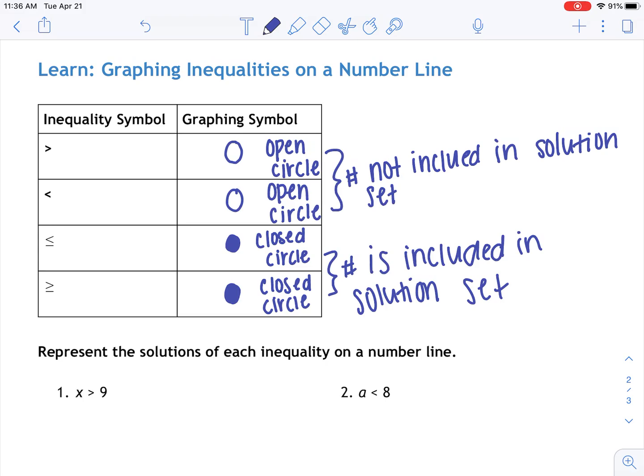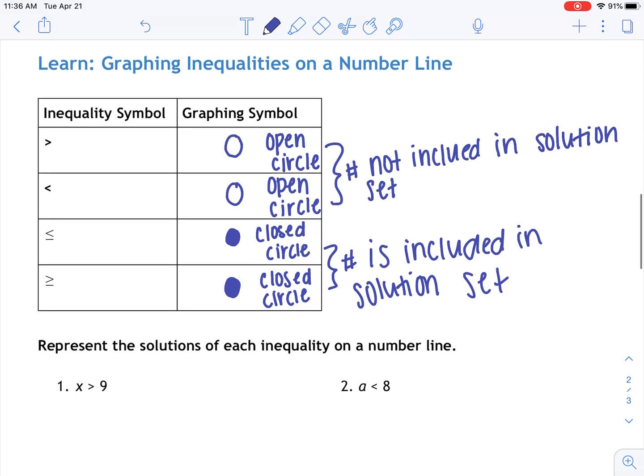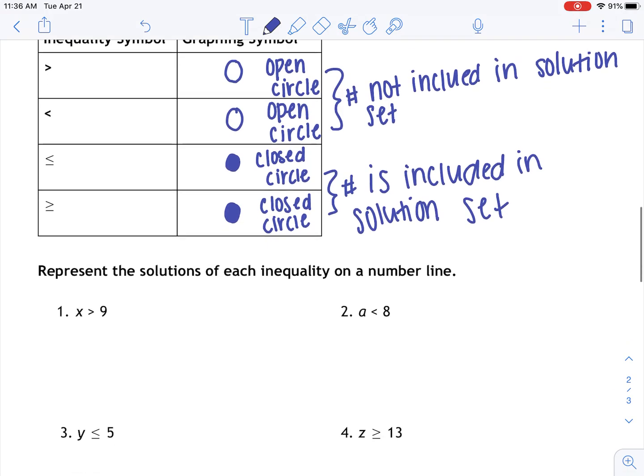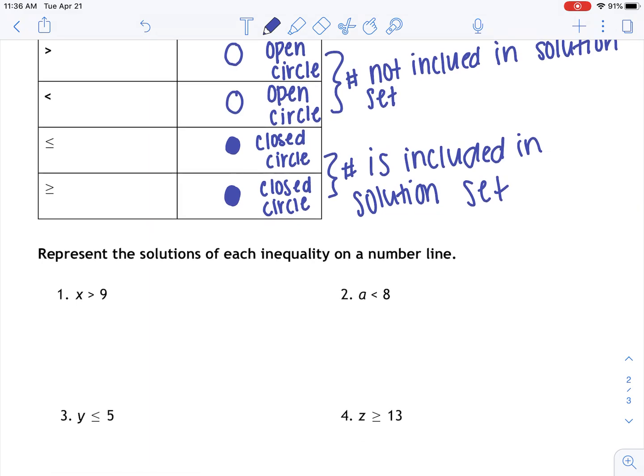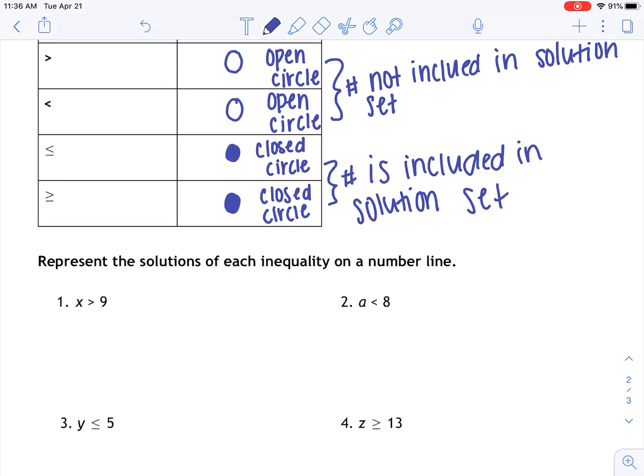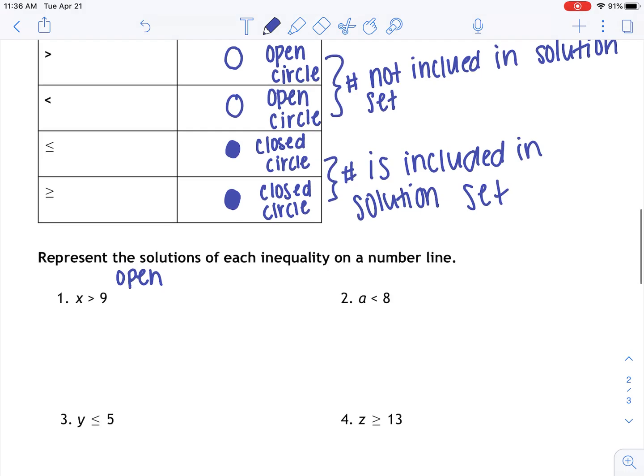All right, so let's take what we know now about what kind of graphing symbol we're going to use for each inequality and start writing some number lines given an inequality. So if I start with number 1, x is greater than 9. Right off the bat, am I going to have an open or a closed circle? We're going to have an open circle because we don't have that equal sign underneath, and our number is not going to be included in the solution set.